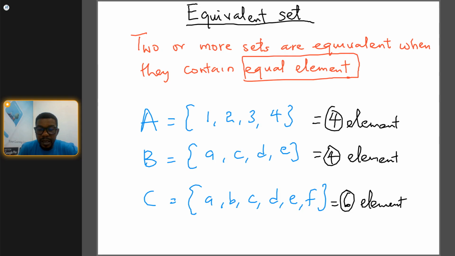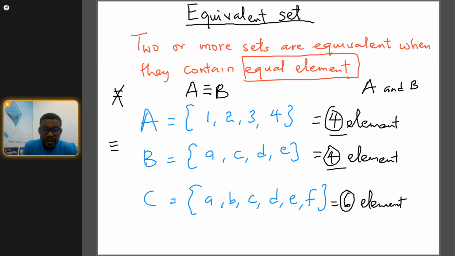Which of the sets has the same number of elements? Okay, A and B, right? A and B have 4 and 4, which implies that A is equivalent to B. Take note, it is not equals to, but equivalent. Don't make the mistake when writing this. Three lines: A is equivalent to B.